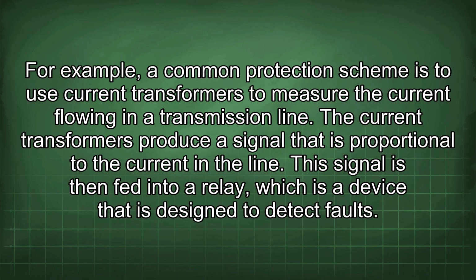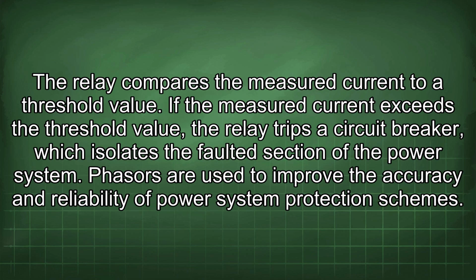For example, a common protection scheme is to use current transformers to measure the current flowing in a transmission line. The current transformers produce a signal that is proportional to the current in a line. This signal is then fed into a relay, which is a device that is designed to detect faults. The relay compares the measured current to a threshold value. If the measured current exceeds the threshold value, the relay trips a circuit breaker, which isolates the faulted section of the power system. Phasors are used to improve the accuracy and reliability of power system protection schemes.